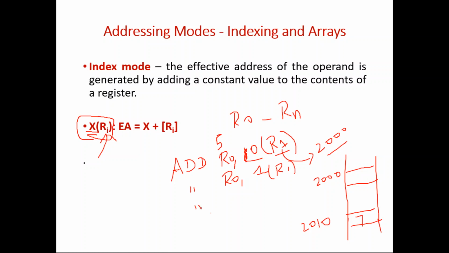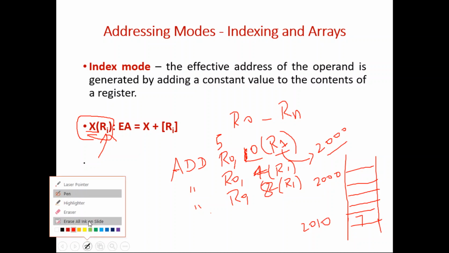Next time, add R0 comma 2 comma R1. R1 is 2000, 2000 plus 2. The value at 2002 will be added with the existing content of R0, and the result will be stored in R0. So it means that now we have added the content of 2000, 2001, and 2002. Like that we can keep on adding, right? Here I assumed byte addressing, but generally it won't be byte addressing. If the word size is 32-bit, then instead of 1 it will become 4, and this will become 8, and so on and so forth. So this type of addressing is called indexed addressing mode.